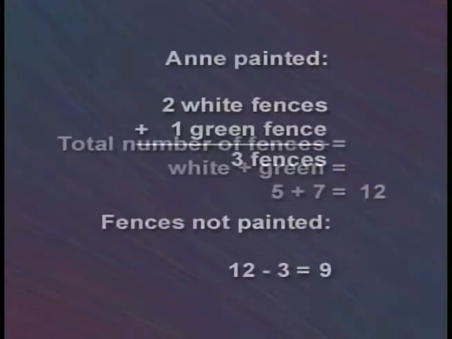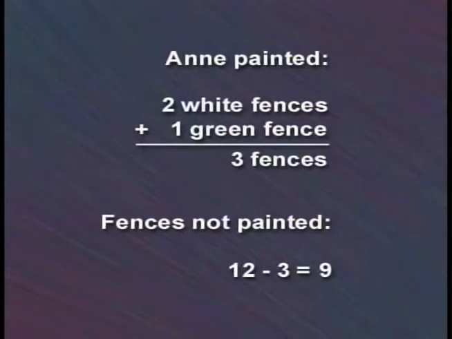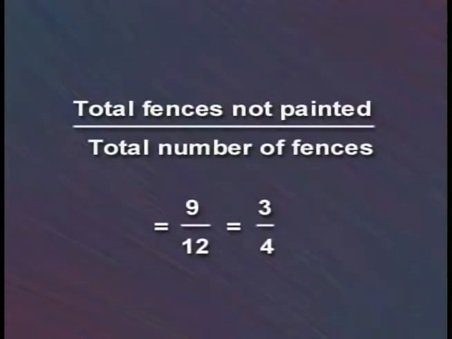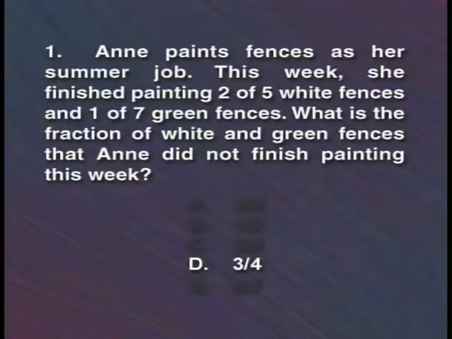Anne finished painting 2 white fences and 1 green fence for a total of 3. However, the question is asking for how many fences Anne did not finish painting. Let's subtract 3 from 12 to get 9 fences not painted. Thus, our final fraction is 9 divided by 12. This reduces to 3 divided by 4. The correct answer is D.